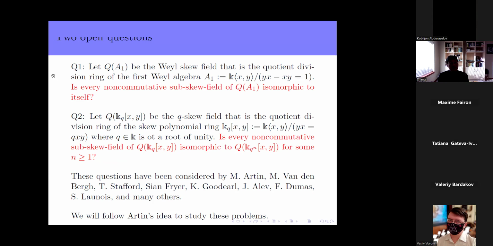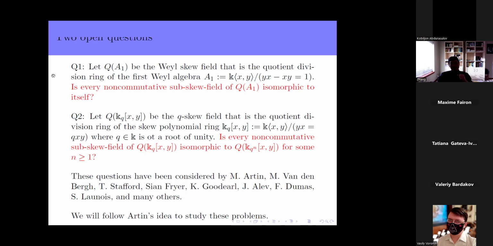The first involves a Weyl skew field. The first Weyl algebra, this famous algebra, is generated by two elements, x and y, subject to one relation, yx minus xy equals 1. Obviously this is a non-commutative algebra, and we can show that the Weyl algebra is an Ore domain. So we can take Ore localization. Then the Ore localization is a division algebra, or we call it a skew field.